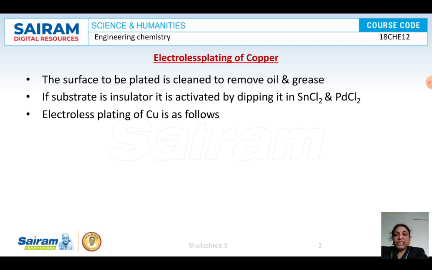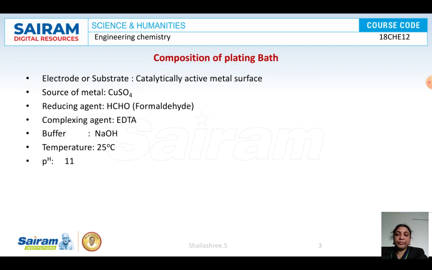The pre-treatment is done by treating the object to be plated with organic solvents to remove the oil and grease. If the substrate is an insulator or a plastic, it will be activated by dipping it in stannous chloride and palladium chloride. And the electroless plating of copper is as follows. See how to write the plating bath composition. The composition of the plating bath is something like this.